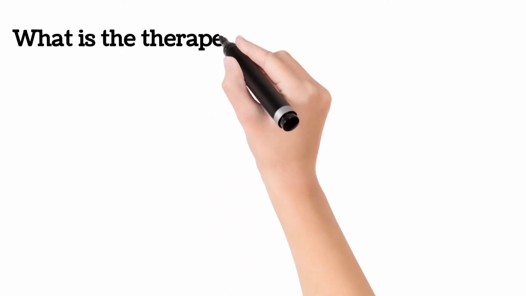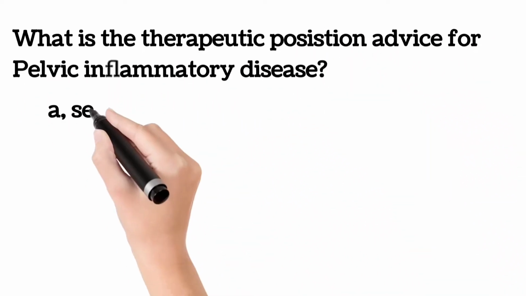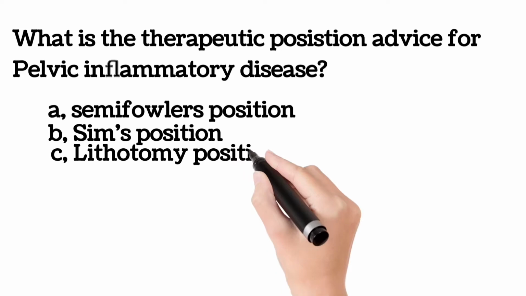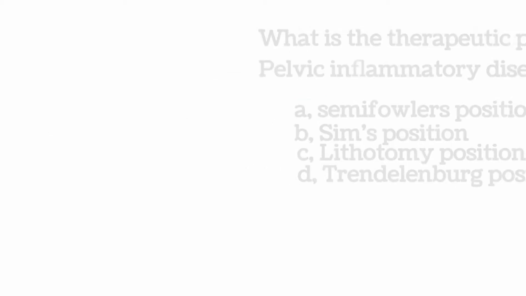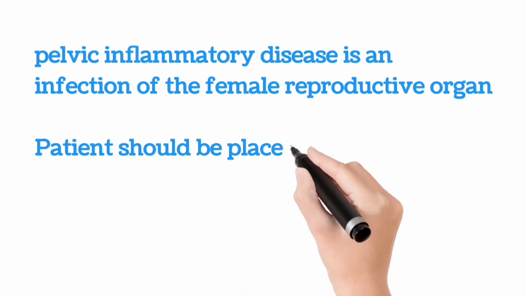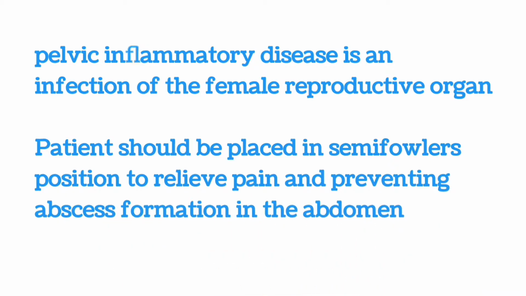The therapeutic position advised for pelvic inflammatory disease. The options are A. Semi-Fowler's position, B. Sims position, C. Lithotomy position, D. Trendelenburg position. The answer is option A, semi-Fowler's position. Pelvic inflammatory disease is an infection of the female reproductive organs. The patient should be placed in semi-Fowler's position to relieve pain and prevent abscess formation in the abdomen.